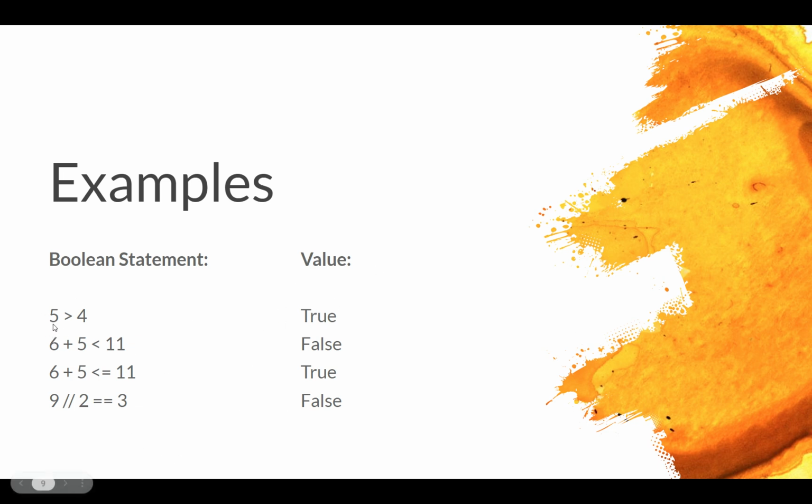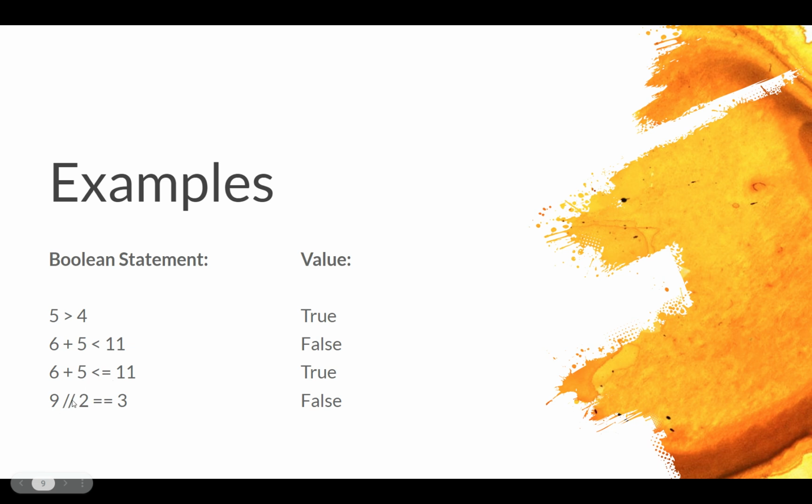So 5 is greater than 4. That's true because 5 comes after 4. 6 plus 5 is less than 11. That's false because 6 plus 5 is equal to 11. So this is basically 11 is less than 11, which is false. And then we have 6 plus 5 is less than or equal to 11. And that's true because it's equal. So it's either equal to or less than.